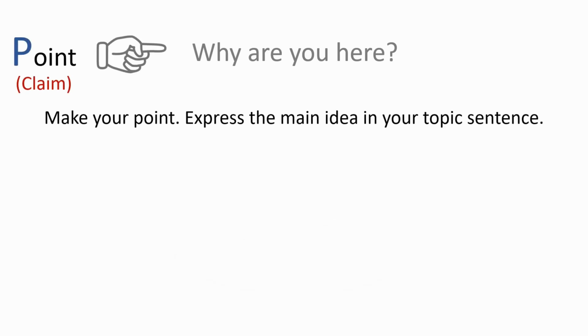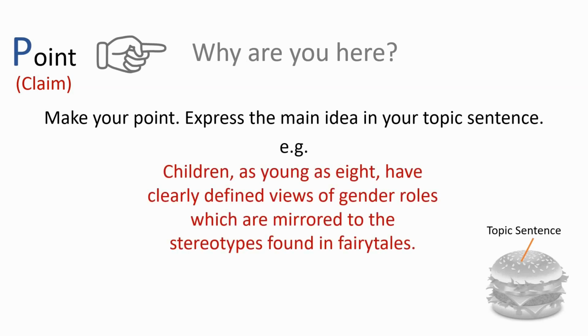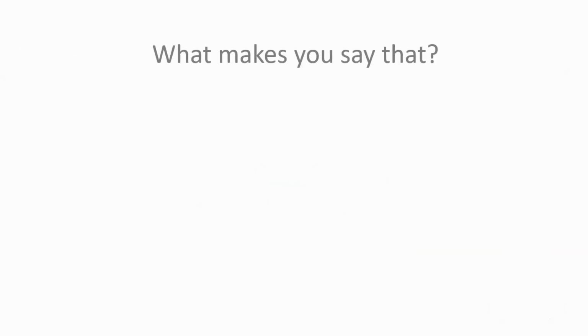Think of a paragraph as a conversation with your reader. They ask you questions and you answer them in writing. They ask, "So tell me, why are you here?" To this you answer by making your point. You express the main idea to them in your topic sentence. Example: children as young as 8 have clearly defined views of gender roles which are mirrored to the stereotypes found in fairy tales.